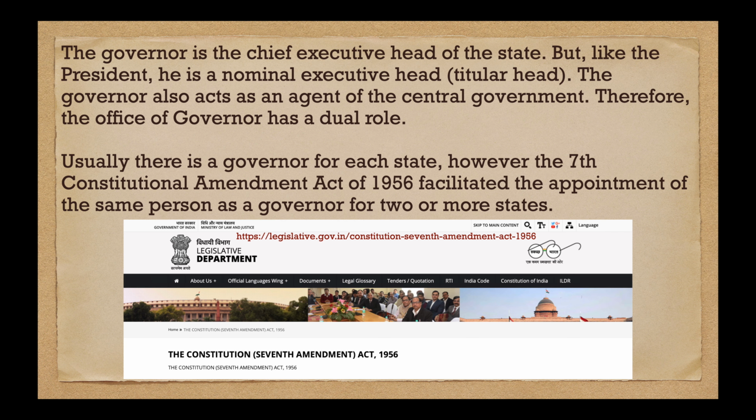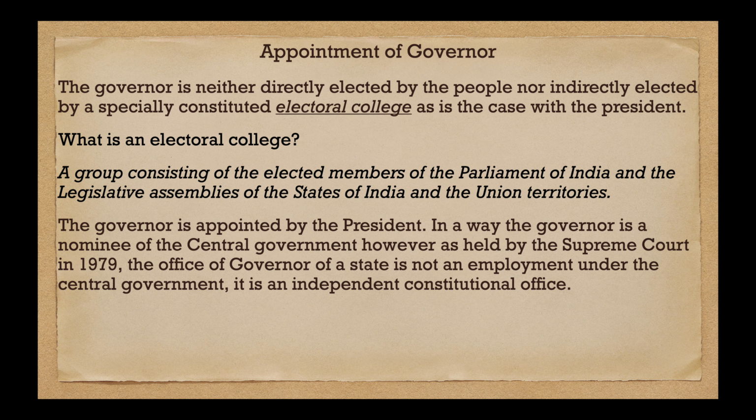The governor is the chief executive head of the state, but like the president, he is a nominal executive head or a titular head. The governor also acts as an agent of the central government. Therefore, the office of the governor has a dual role. Usually there is a governor for each state. However, the 7th Constitutional Amendment Act of 1956 facilitated the appointment of the same person as a governor for two or more states.